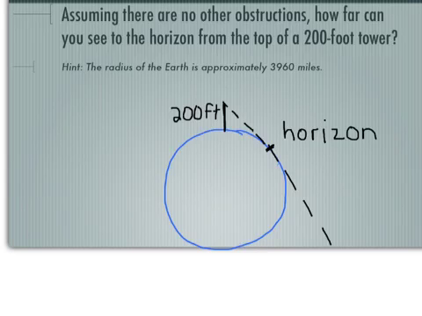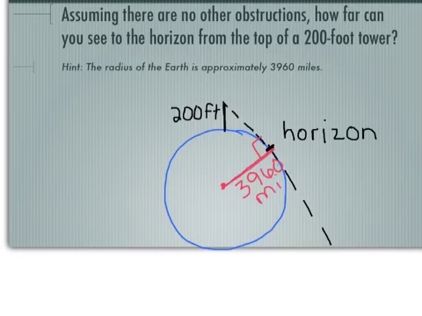What piece of information have I not put in here yet? The radius. Okay, so the radius of the Earth they gave me was 3,960 miles. So from this center, I'm going to draw a radius up to that horizon point. And why do I like that? It makes a right triangle, right? So this is a right angle here. And I know that this is 3,960 miles.